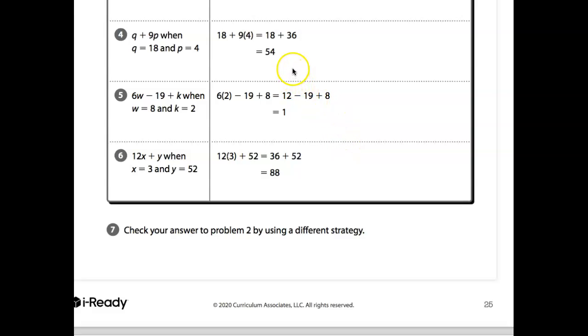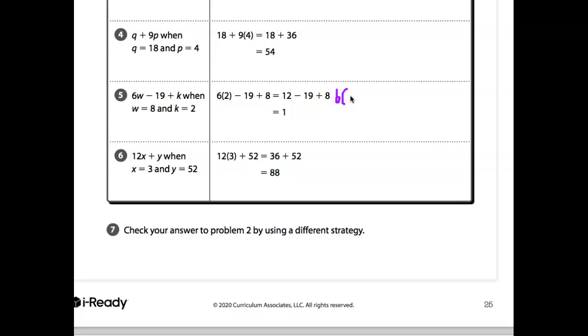All right, number 4 was right, so we're on number 5. Let's look at this. 6w minus 19 plus k is our expression. We evaluate it because they are telling us w equals 8 and k equals 2. So let's see if they did that right. And we'll pull up our marker here. So we've got 6 times 2, or no, wait a minute. Oh, I see what they did. Okay.